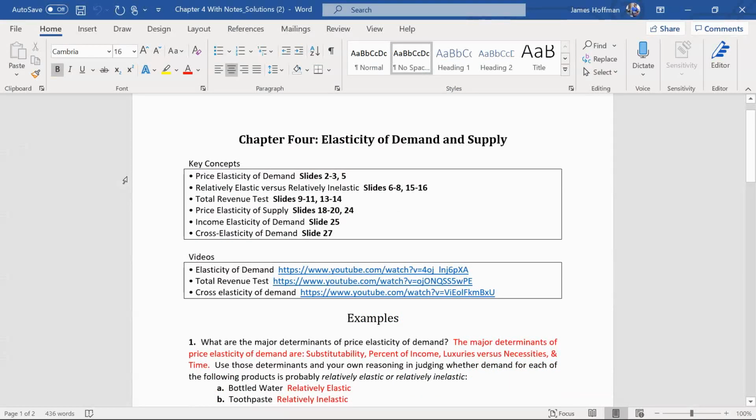Okay, so chapter 4's material is on elasticity, and I'll explain what that means if you haven't heard of this concept. There's a bunch of different types, so let's start with the general definition, and the main type, which is price elasticity. The first type of elasticity we're going to talk about, and probably spend most of the time on, and what's probably most familiar to you, is the price elasticity of demand, or just the general elasticity. So let's introduce this on slides 2 through 3.